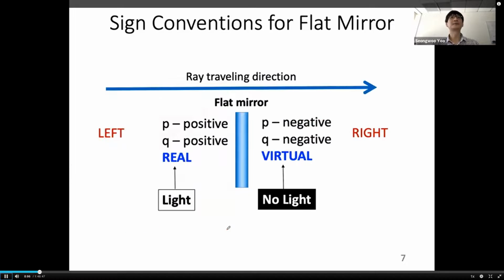All right. Now, let me repeat that sign convention again. Here we are given this flat mirror, and the rays travel left to the right. In this case, an object in front of the mirror is going to be positive because its distance is defined within this real ray region. The image from behind the mirror is going to be the virtual image, and its measured distance Q is going to be the negative value.